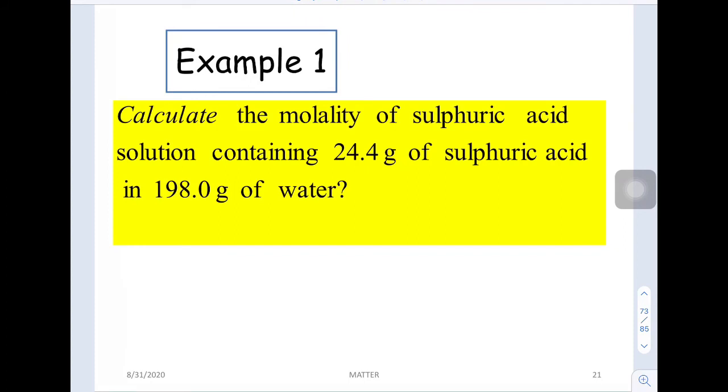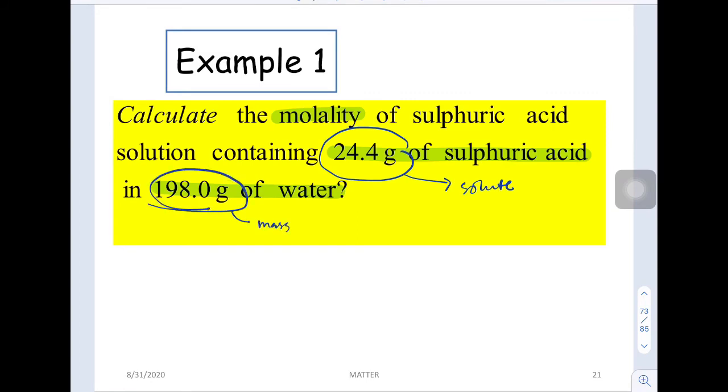Example, calculate the molality of a sulfuric acid solution that contains 24.4 gram of sulfuric acid in 198 gram of water. Look at the information that we have. We have 24.4 gram of sulfuric acid, and we have to identify that this is the solute. Sulfuric acid is the solute, and 198 gram of water is the mass of solvent, as the sulfuric acid is dissolved in water as a solvent to produce aqueous sulfuric acid.